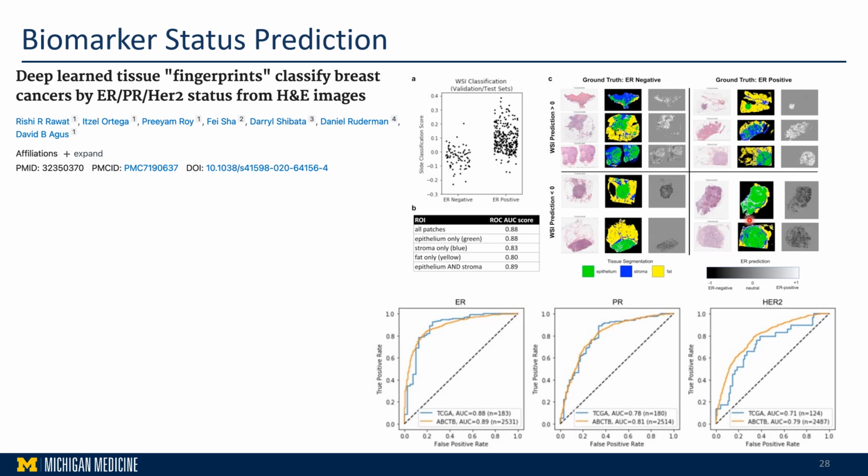By training the model to recognize the morphological differences between patients, the algorithm effectively learned biologically relevant patterns associated with the ER, PR, as well as HER2 statuses, and the results demonstrated strong prediction performance, with area under the curve scores of 89% for ER, 81% for PR, and 79% for HER2 on an independent test set.